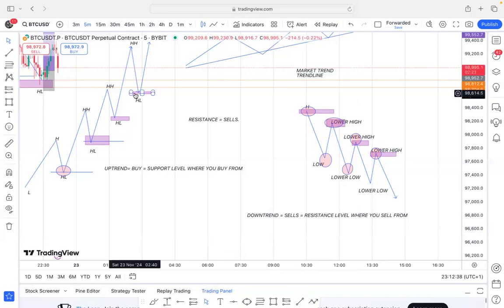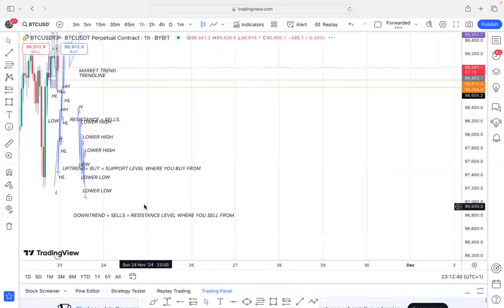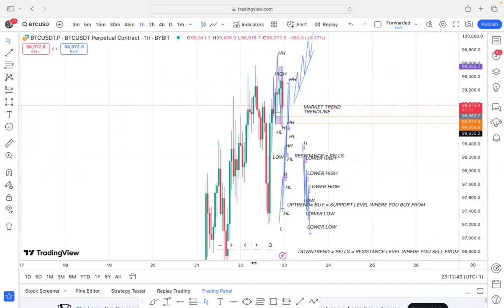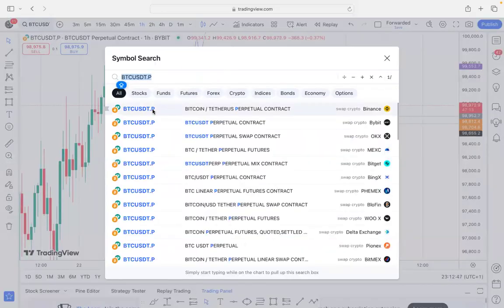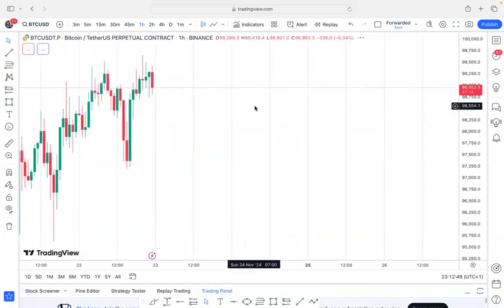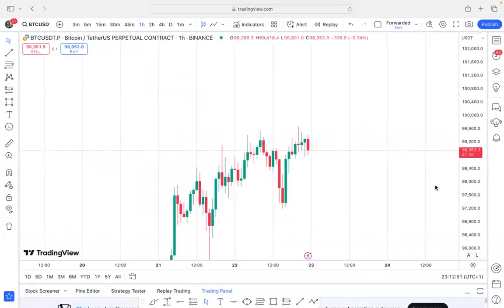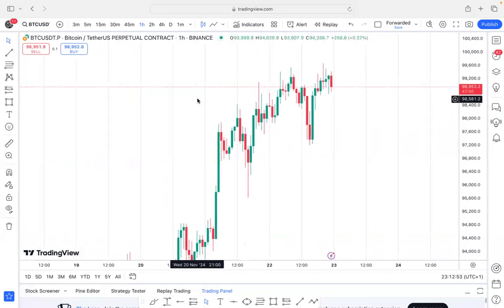I use the higher time frame, meaning that I'm starting from the 1 hour. Now let me show you an example. Let me go to a clean chart on BTC. So now look at this chart here. We are on the 1 hour time frame.